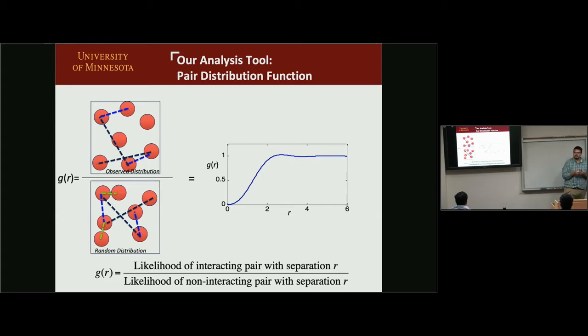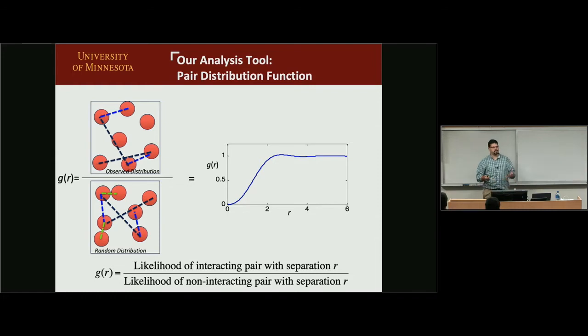But when agents are close by, when these particles are close by, the ratio drops to close to zero. It happens much less likely with this observed distribution than the random distribution. Okay, so this is how the particle physics things work. We can use this to understand how particles interact with each other.